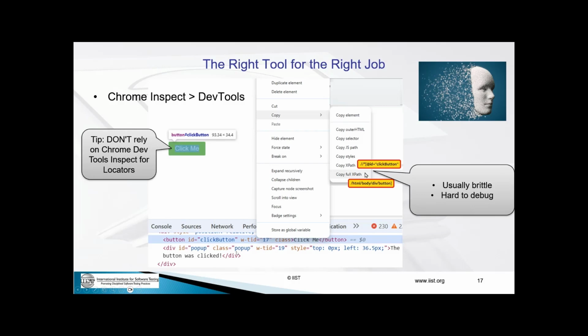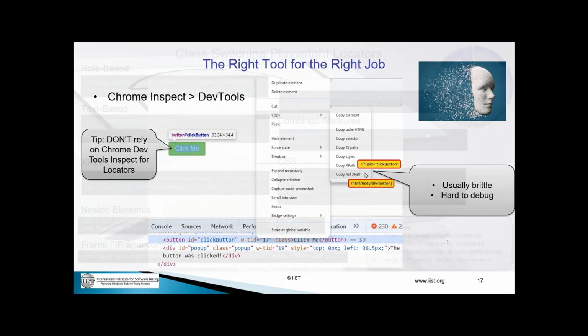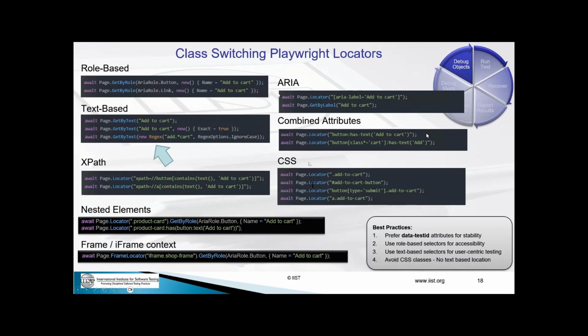And you could break this down and say, hey, I'm just looking for an ID that has click in it. Those are the ways that we're going to be trying to find other stuff.